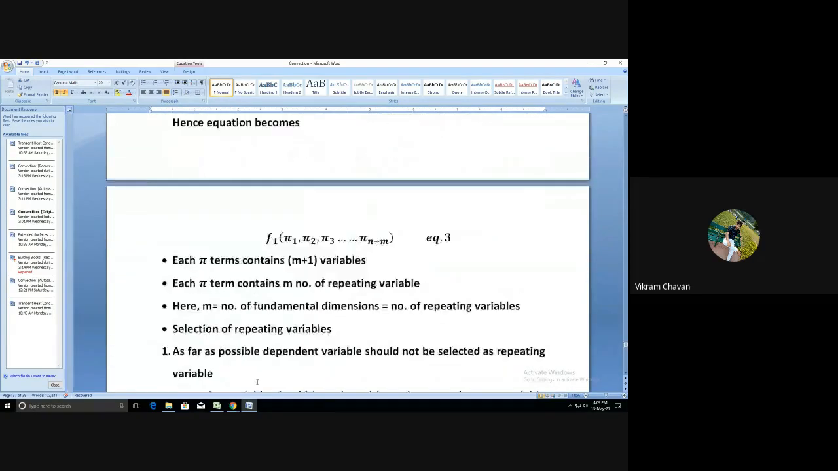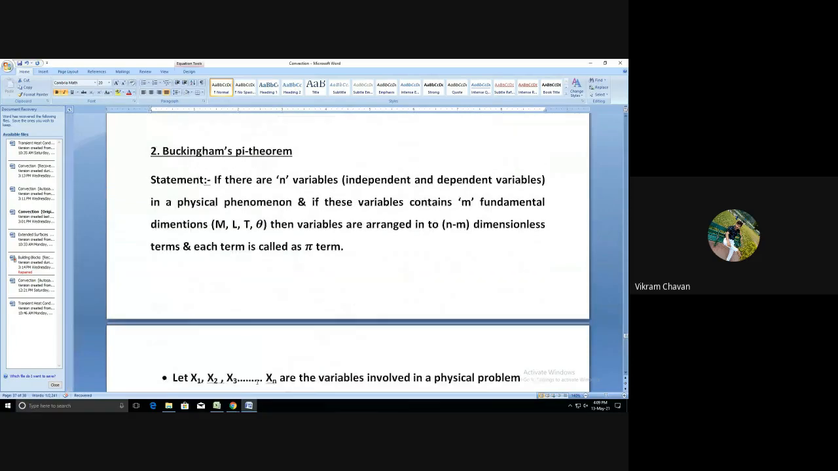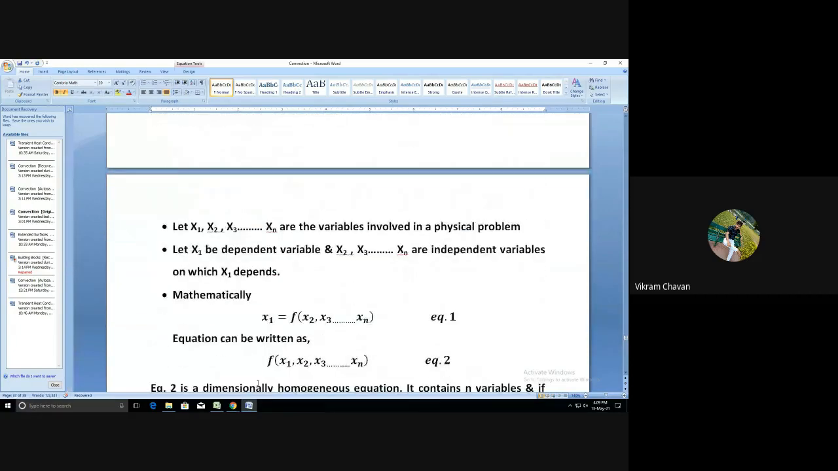Now you can write this down. Is there any doubt, any question up till now? If you have any doubt, you can ask immediately.